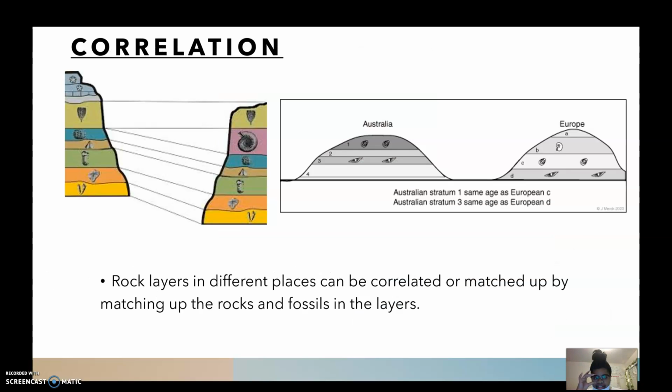And then lastly, we have correlation. Correlation is when the rock layer is in a different place or somewhere else, but you can correlate or match up by matching the rocks and the fossils within the rock. So you can take one rock in one location and another rock in another location and match them up and correlate and come up with the relative age because they're similar with the same fossils and everything else.